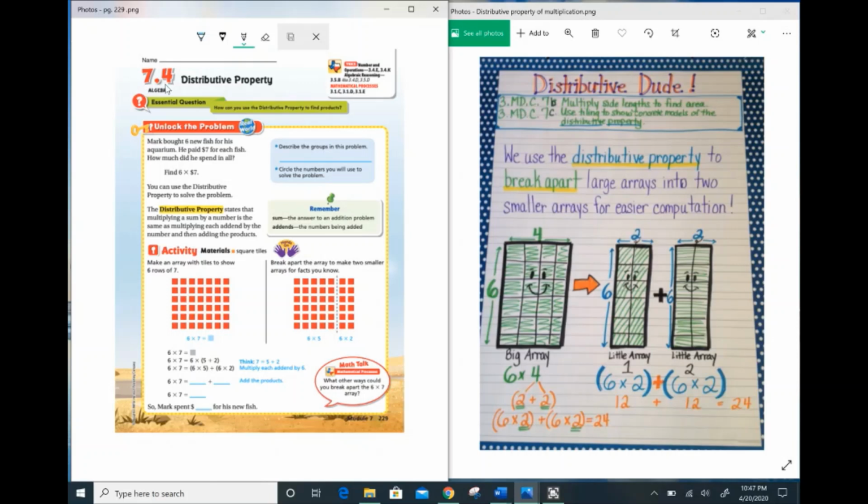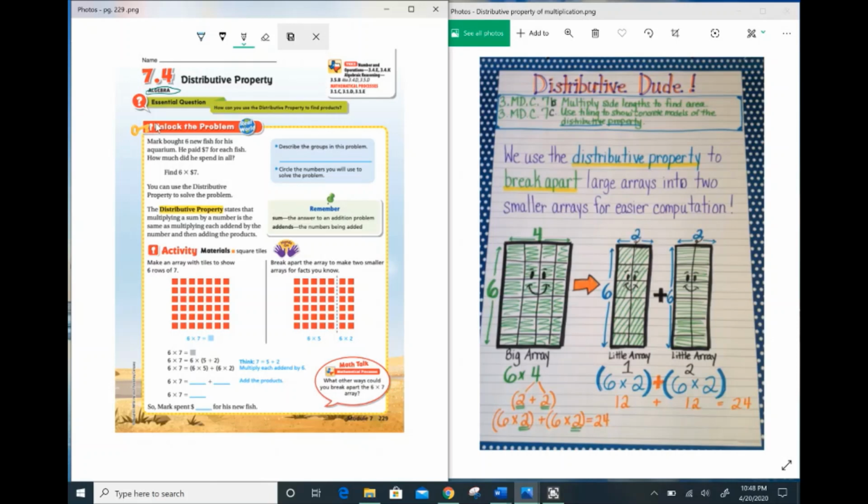Now, let's go ahead and start with 7.4. So 7.4. Ooh, and look at here, it has algebra. All the big kids are doing it. So 7.4, distributive property, algebra. Our essential question, which is our objective, is: I can use the distributive property to find products.